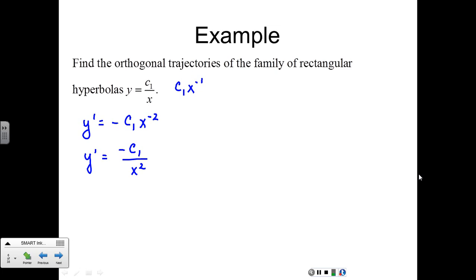Also, in that original statement there, what is c1 equal to? Multiply together, right? You could just cross multiply there, y times x. So let's see what we got here. Y prime equals negative xy over x squared. How's that going to clean up?